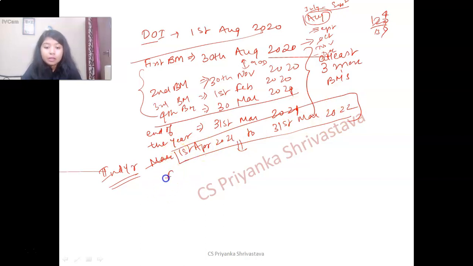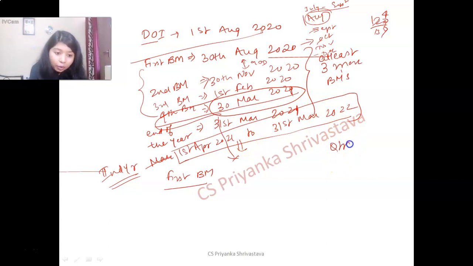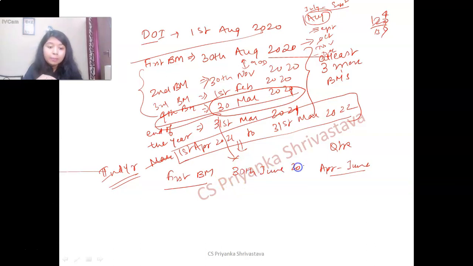For this first board meeting, it must be within 4 months from the last board meeting, held on 30th March. So from 30th March we are going to calculate. Let us see the quarter, April to June. From 30th March, then April, May, June. So within these 3 months I have to conduct one board meeting. Suppose I conducted it by 30th June. The gap between the two is 30th March to 30th April, 30th May, 30th June. So that is 90 days.